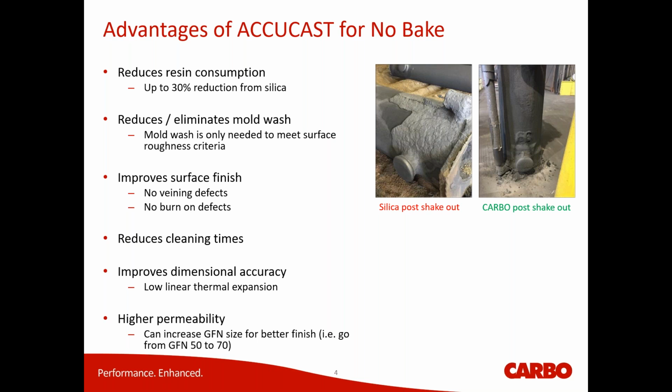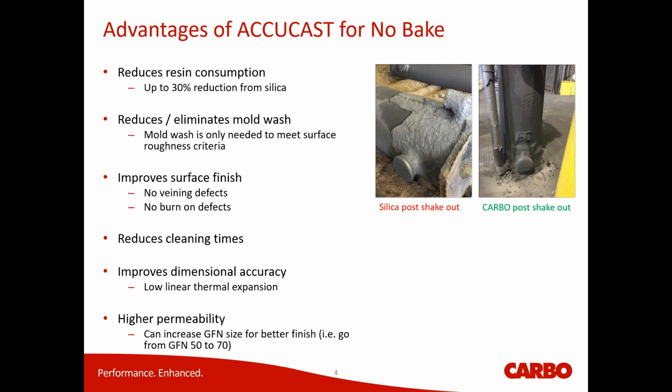It improves the surface finish big time, and that's with removing mold wash, we see an improvement in surface finish. Mainly that's because there are no veining defects. Veining defect is due to the thermal expansion of silica sand going from alpha to beta during that transition. There's a huge volumetric expansion which then causes the veining to occur. In ceramic materials, you have a low linear thermal expansion and you do not have that phase change. So therefore you do not have the veining defect. There also is no burn-on with the ceramics because they're designed to withstand these temperatures and not fuse.